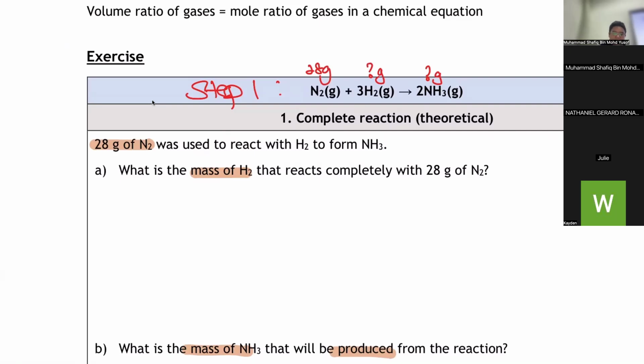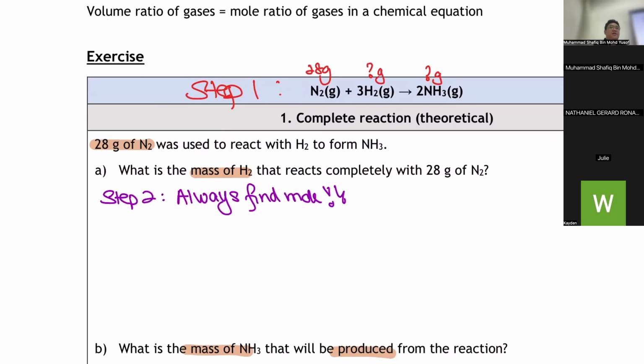Now, step 2, what is step 2? Step 2 is always find mole. Find mole. How to find mole? You must use one of the 5 formulas that we discussed just now: either mass, volume of gas, concentration. If you cannot do this, you will lose 1 mark already, because 1 mark is always allocated for using one of the formulas to find mole.